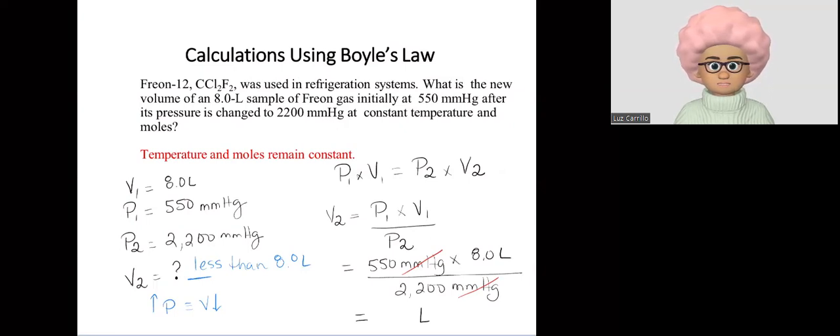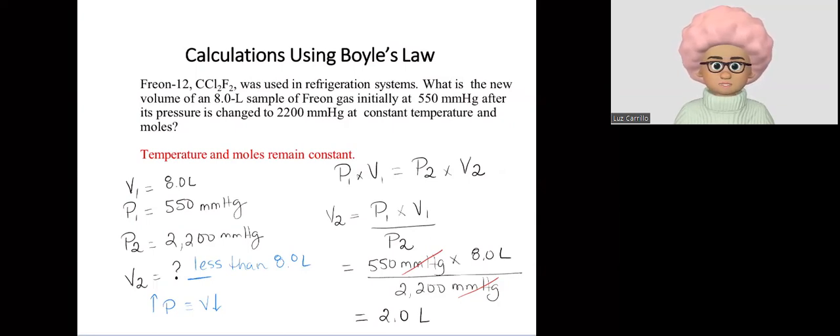550 times 8.0 divided by 2,200 gives you a calculator display of 2. But because each one of the measurements that we have here has 2 significant figures, the final answer here is going to be 2.0 liters. And from our analysis in the beginning, we can observe that this number makes sense because 2.0 liters is actually less than 8.0. So this is the correct answer.